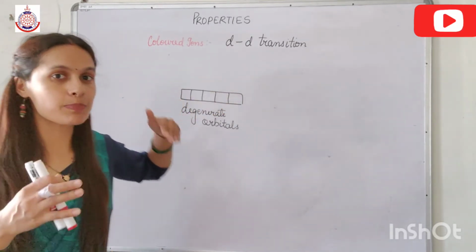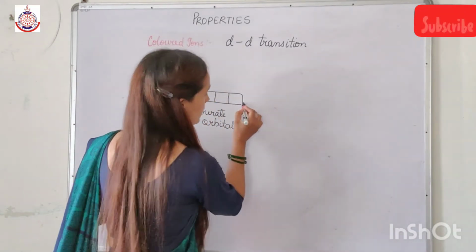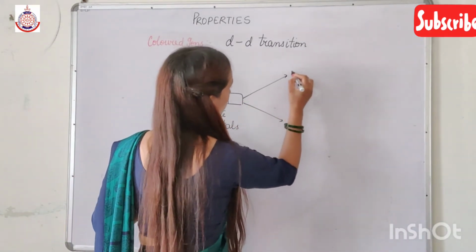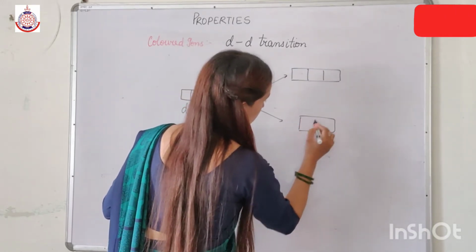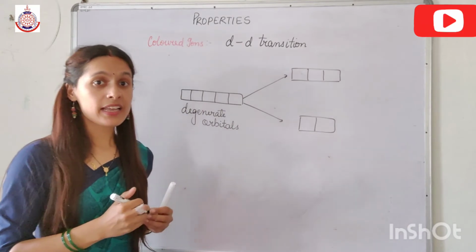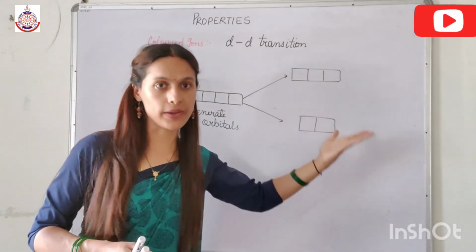These orbitals split into two different orbitals like this. And in this case, the degeneracy breaks.